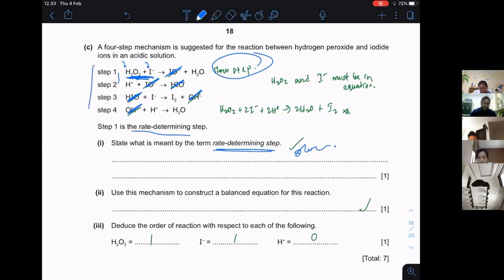So basically, when I join all of them together, what I get is going to be H2O2 plus 2I minus, plus 2H plus.